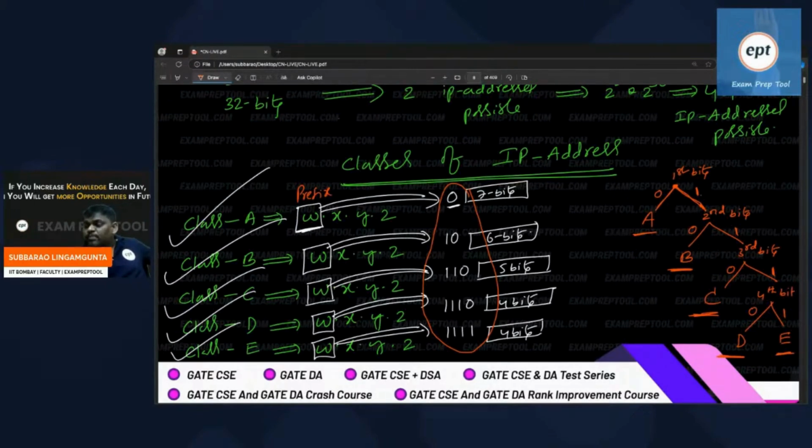You start from the first octet, first bit. If the first bit is 0, then class A. If the first bit is not 0, go to the second bit. If the second bit is 0, stop: class B. If the second bit is also not 0, go to the third bit. If the third bit is 0, stop: class C. If the third bit is also not 0, go to the fourth bit. If the fourth bit is 0, then class B, otherwise class C. Are you okay till now?